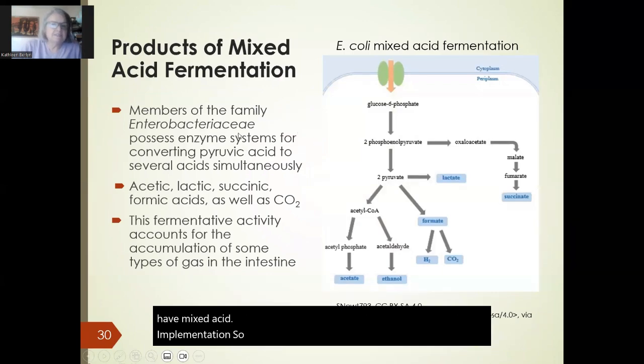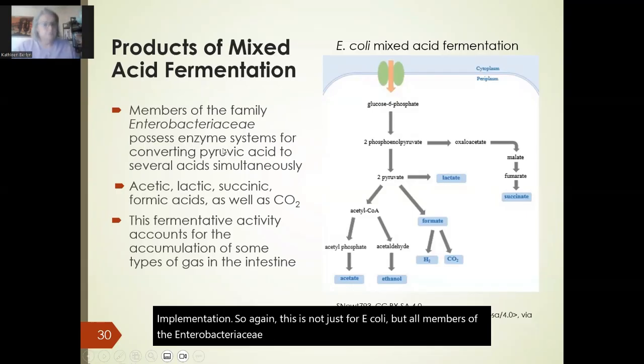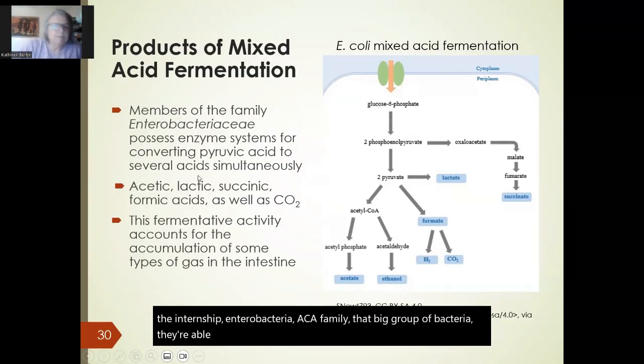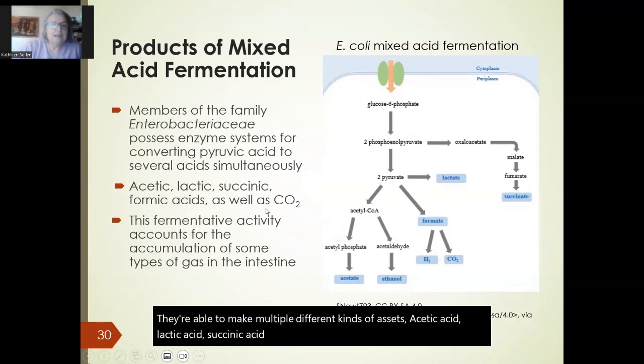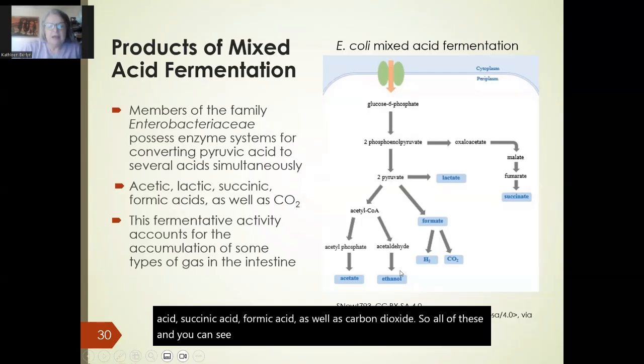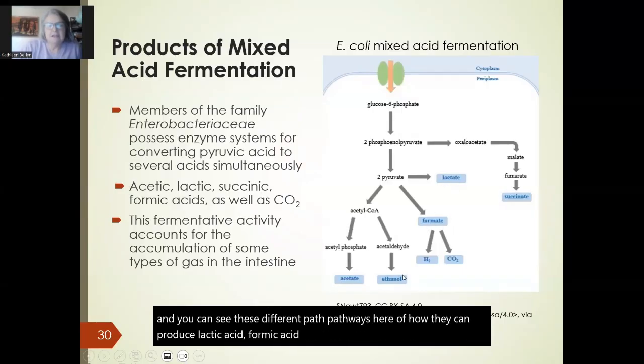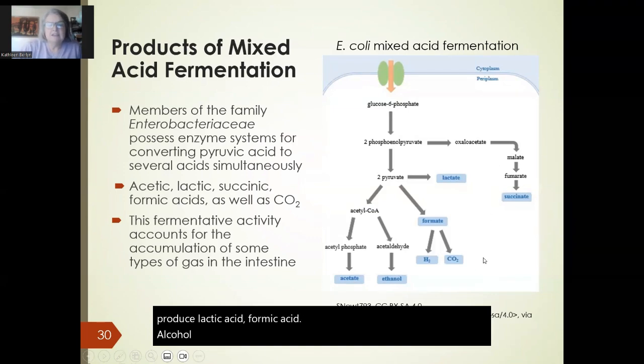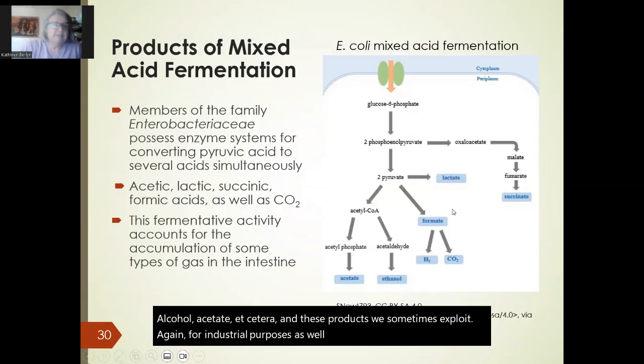So again, this is not just for E. coli, but all members of the Enterobacteriaceae family, that big group of bacteria. They're able to make multiple different kinds of acids: acetic acid, lactic acid, succinic acid, formic acid, as well as carbon dioxide. So all of these, and you can see these different pathways here of how they can produce lactic acid, formic acid, alcohol, acetate, etc. And these products we sometimes exploit, again, for industrial purposes, as well as to identify bacteria.